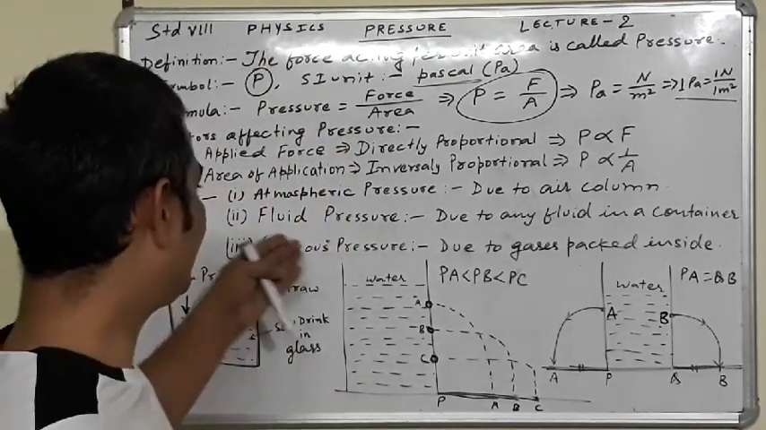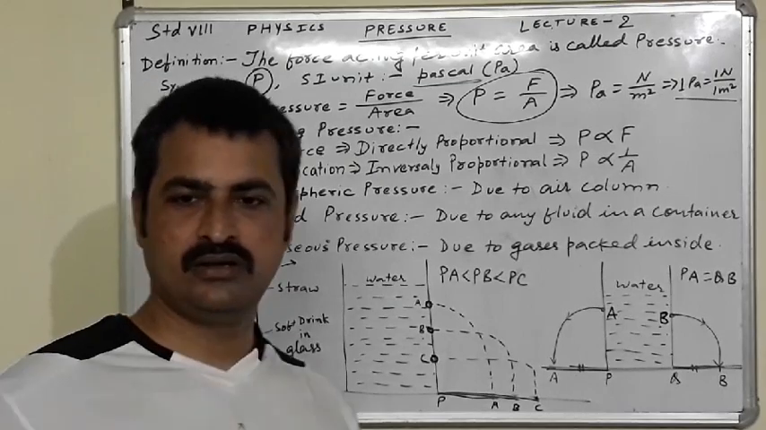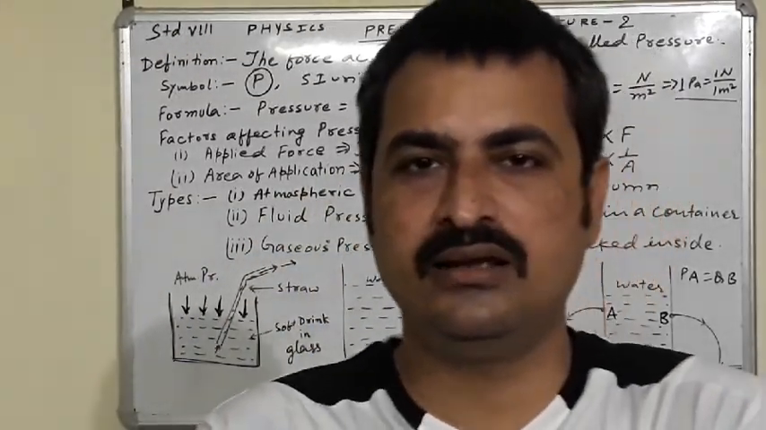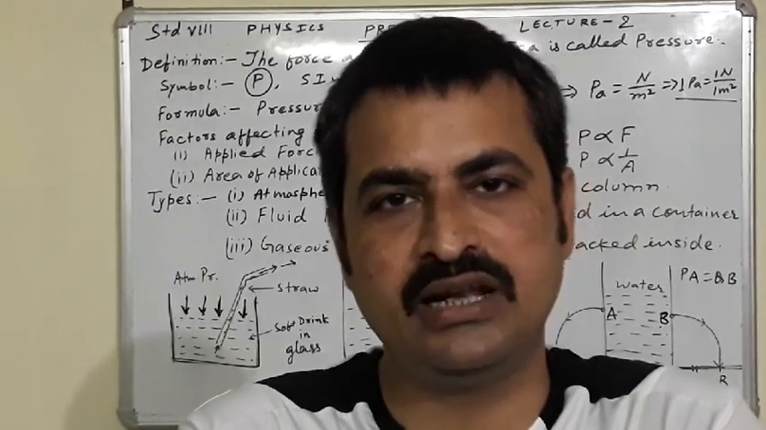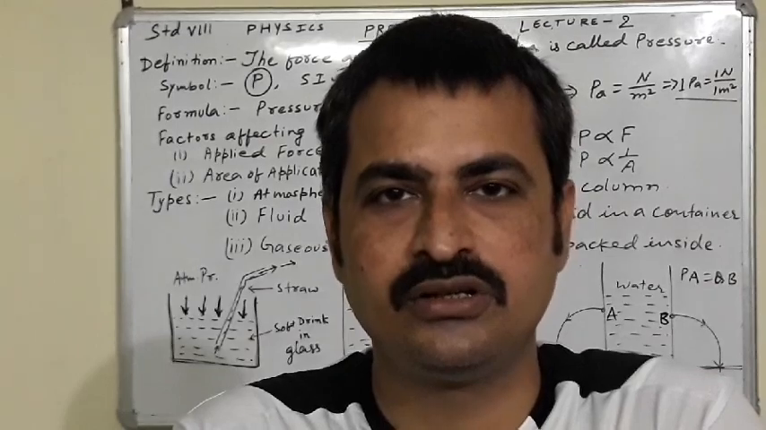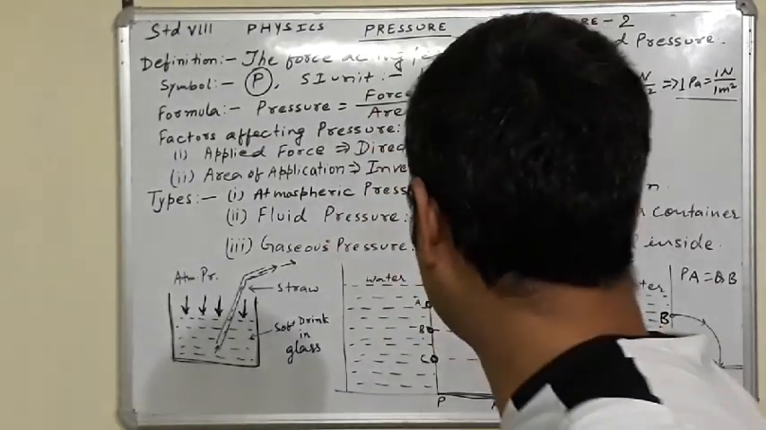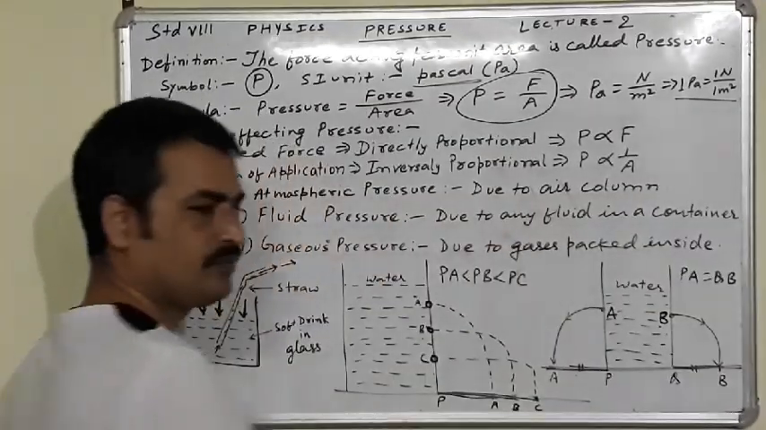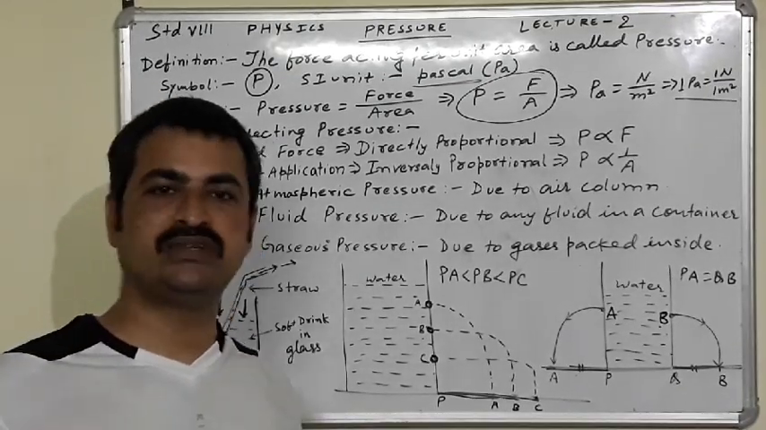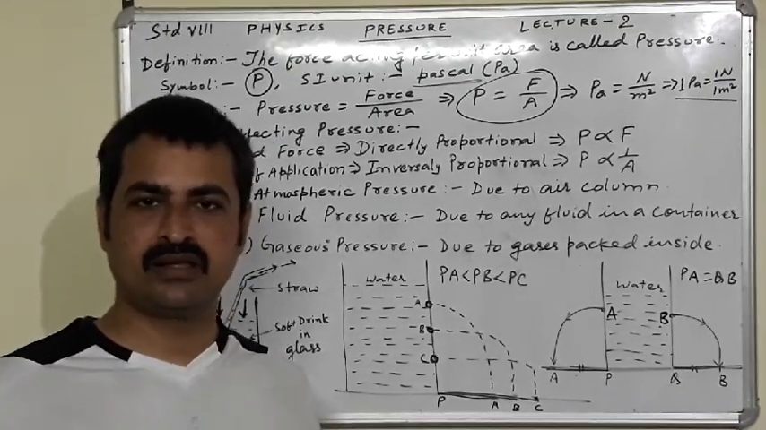Next part is fluid pressure. In the category of fluid, we include both liquid and gas. If liquid is placed in a container, the liquid pressure varies with depth. How?